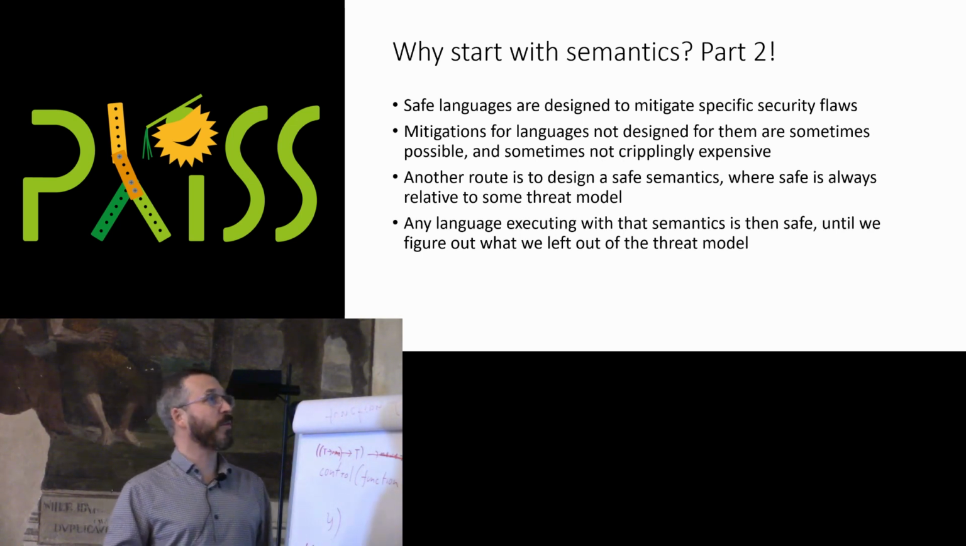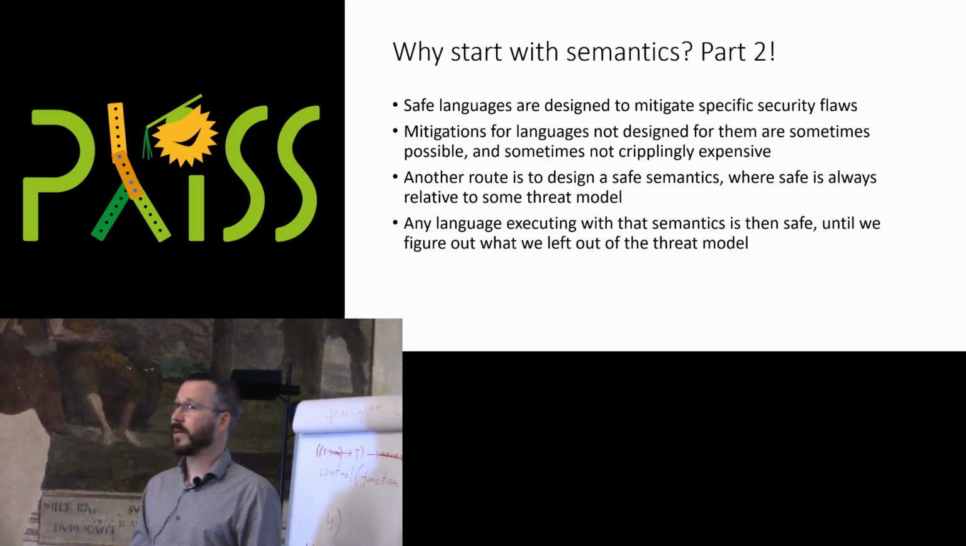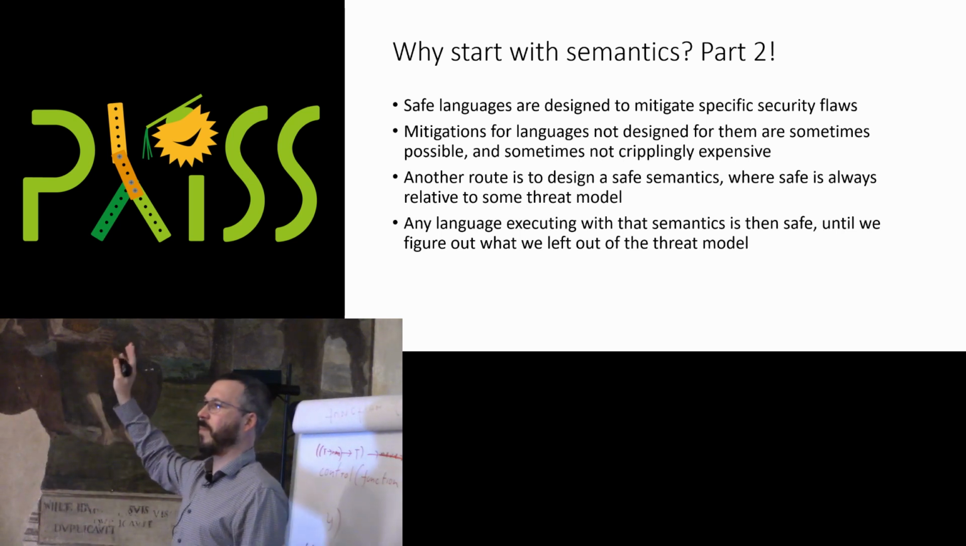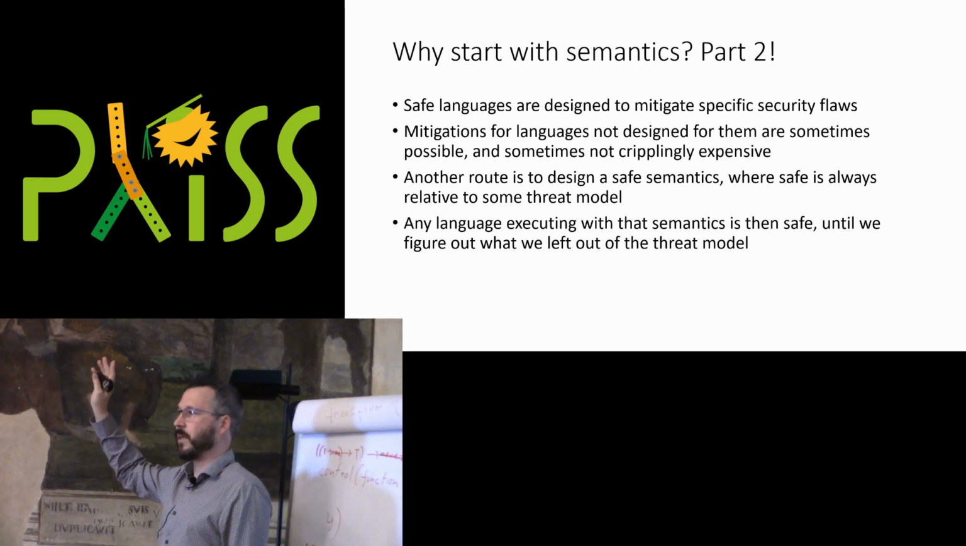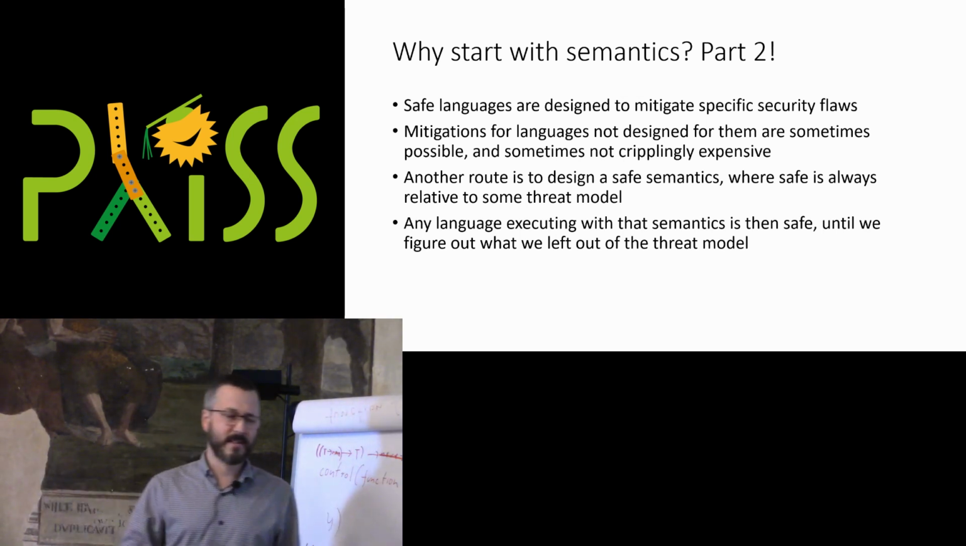So one thing you can do is start by designing a safe semantics, where safe is definitely relative to a threat model. Are people comfortable with the term threat model? Done threat modeling? A little bit. So I'm going to actually expand on that a little bit then, because it's worth understanding, I hope. And also, please feel free to ask questions.